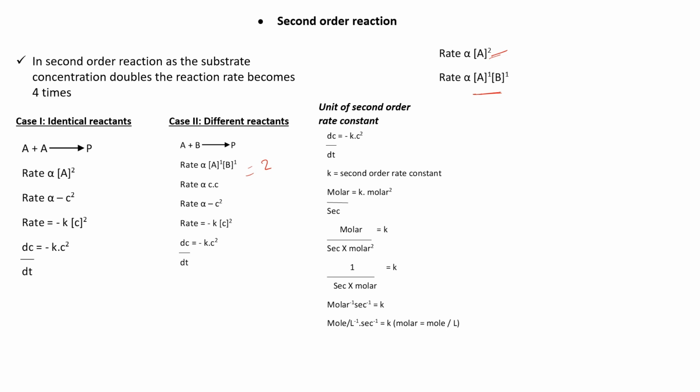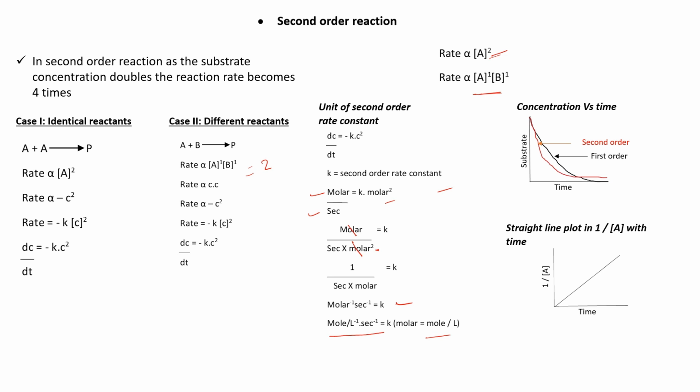What is the unit of second order rate constant? So the formula is dC upon dt is equal to minus K into C square. K here is second order rate constant. So dC is molar, dt is second, equal to K into C square, meaning molar square. This molar square will come down. So molar divided by second into molar square. This molar and this molar will cancel out. One molar will remain. So 1 upon second into molar is the unit of K. So we can write molar to the power minus 1, second to the power minus 1 equals K. Or if we want to write in the form of moles, molar is equal to mole per liter, so we can also write it in the form of mole per liter.